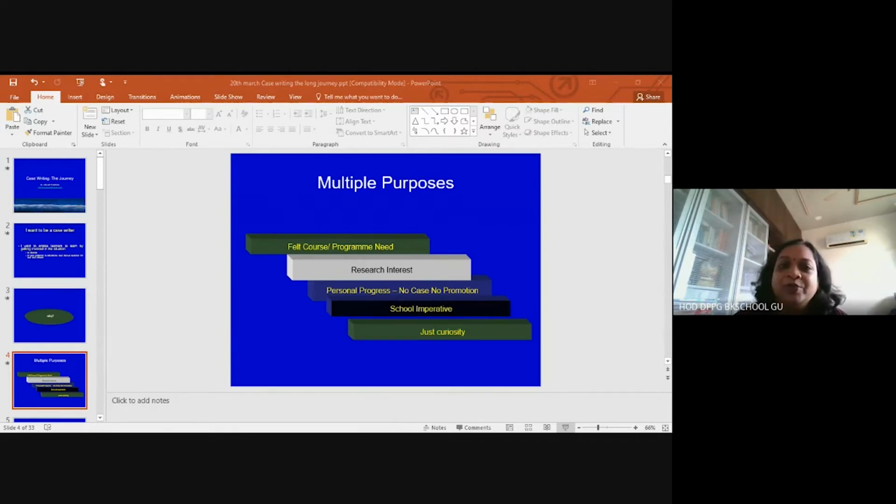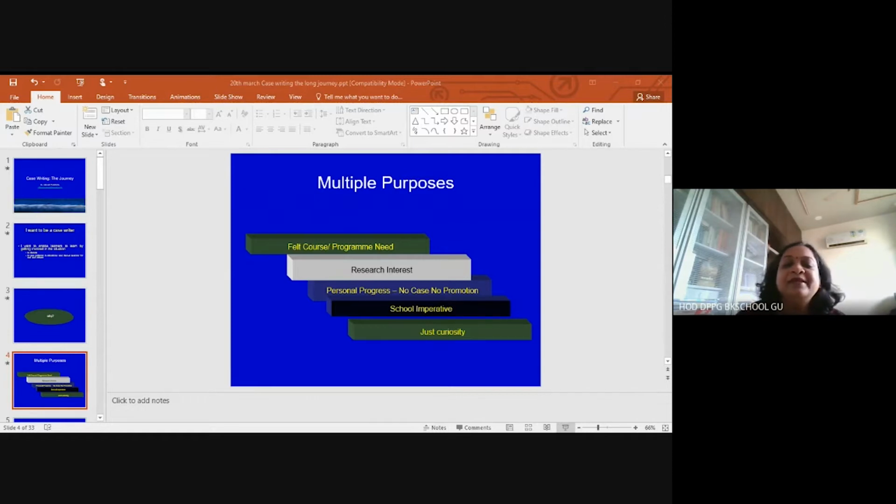Multiple benefits include that it is helpful to the students, to the institute, to the program, and to participants of different schools or institutes across the nation. Importantly, it helps in contributing to society in the form of research. It is also beneficial in terms of personal progress. And if your case is published in reputed institutions, agencies or journals, that is also an added advantage.